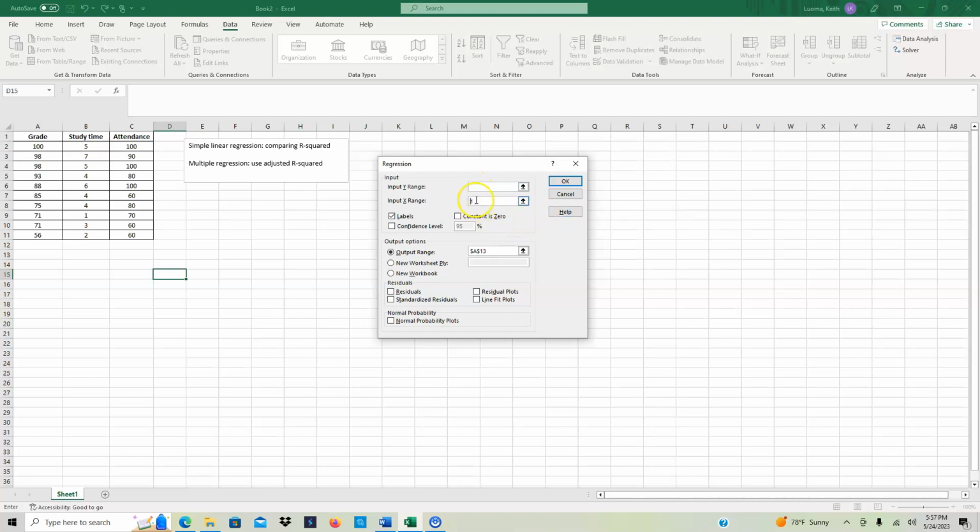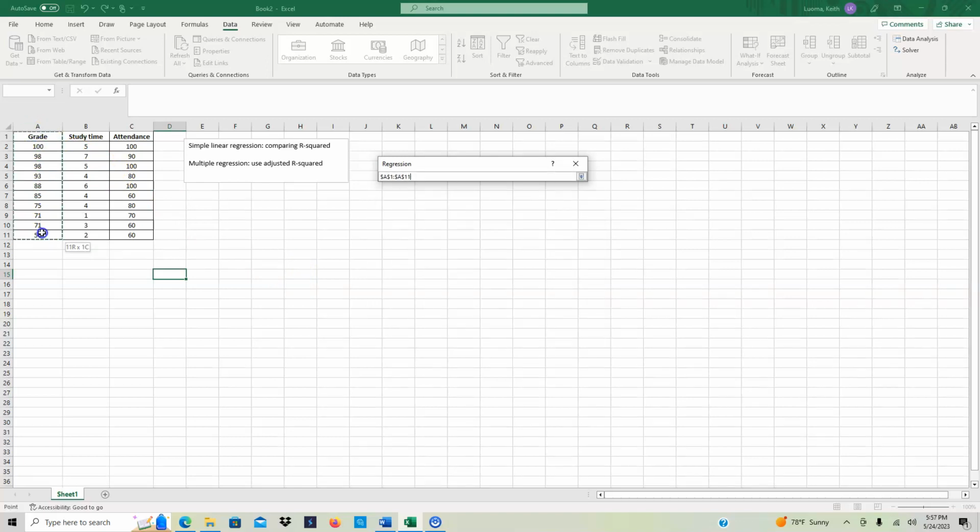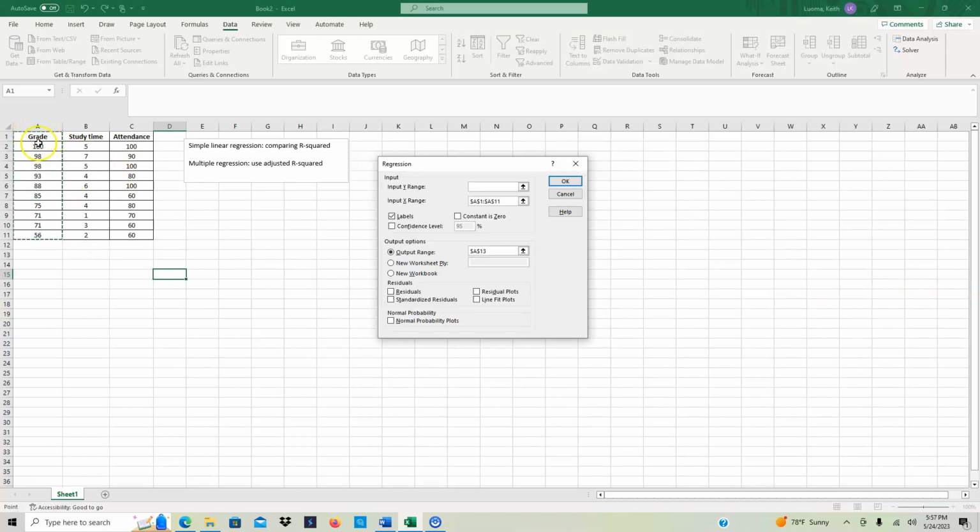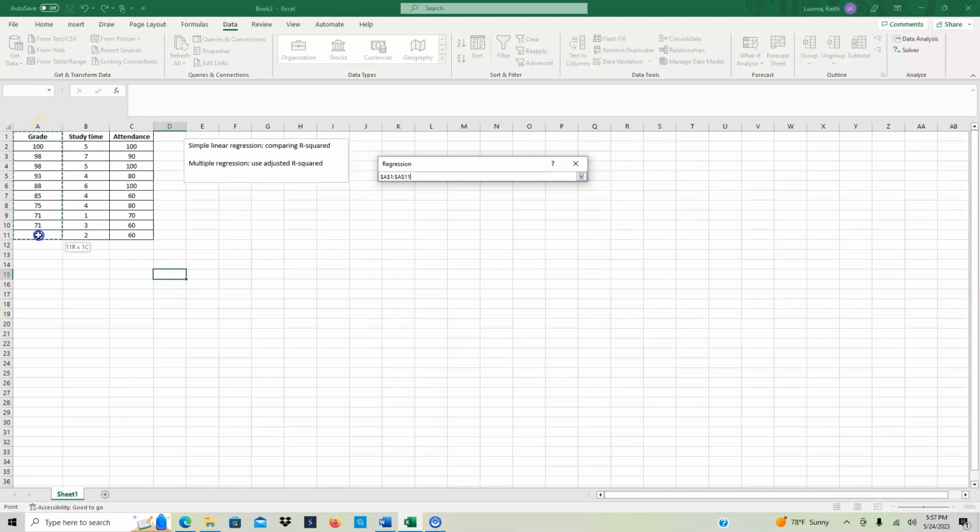Okay, input the y range. Y, which is the dependent variable, is what we're trying to predict. And in this problem, we're trying to predict grade. I'm not just going to select the numbers. I'm going to include the heading word grade there. It's known as a label, so make sure you have the labels box checked. Okay, and silly me, I just went and erased what I had.